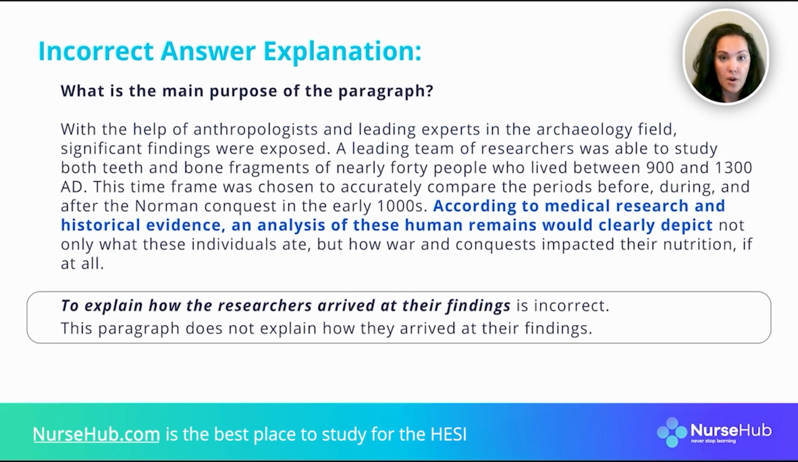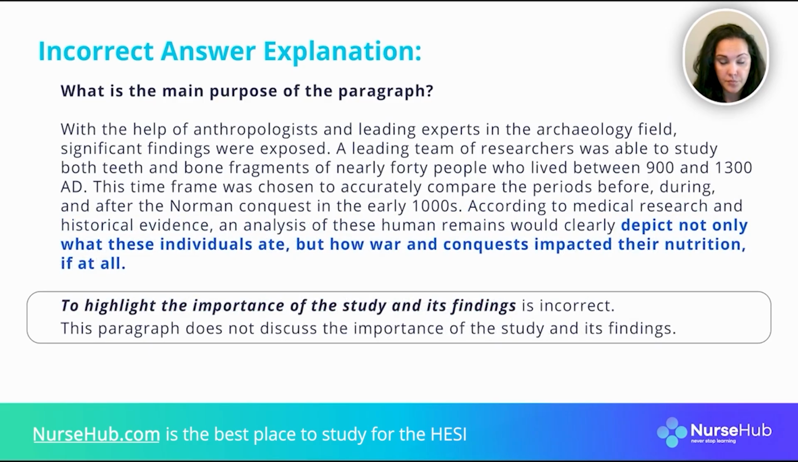Here's our next incorrect answer option. To explain how the researchers arrived at their findings. This paragraph does not explain how they arrived at their findings. All right, last but not least, here's our last incorrect answer option. To highlight the importance of the study and its findings. This paragraph doesn't discuss anything about the importance of the study itself.